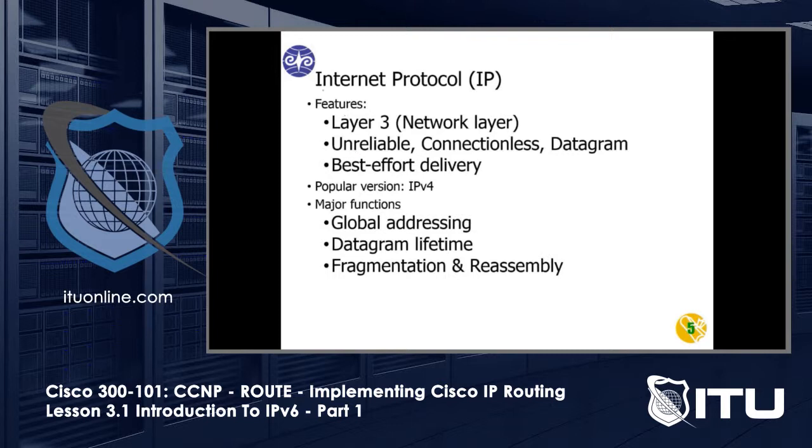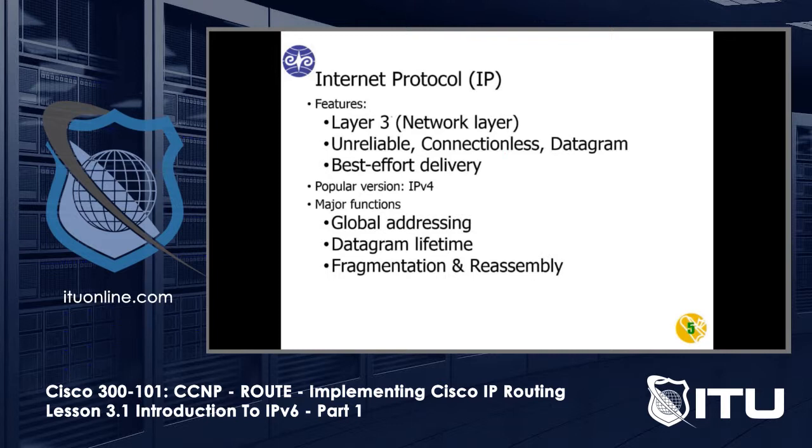Now, IP, there are a few features of IP. It works at the network layer of the OSI model. And the network layer of the OSI model is the very first layer that allows for understanding logical information or logical addressing. The layers prior to this, layers 1 and 2, do not understand logical addresses. They understand MAC addresses, or physical addresses, and physical connectivity.